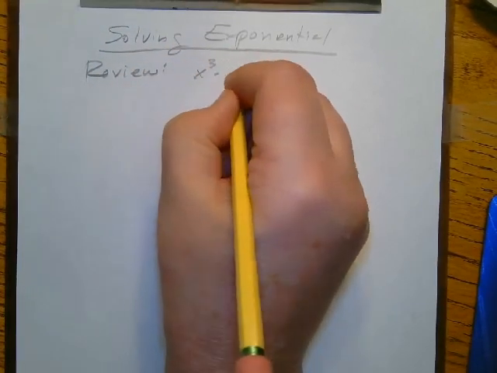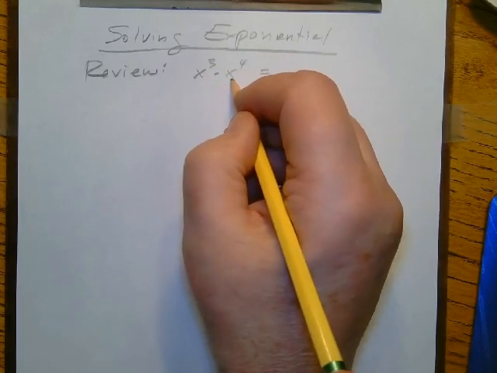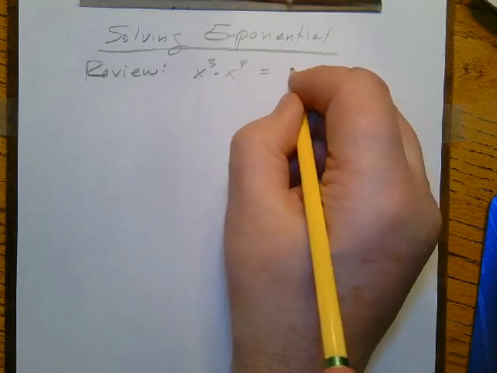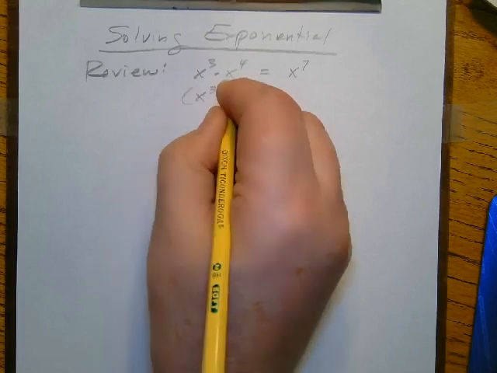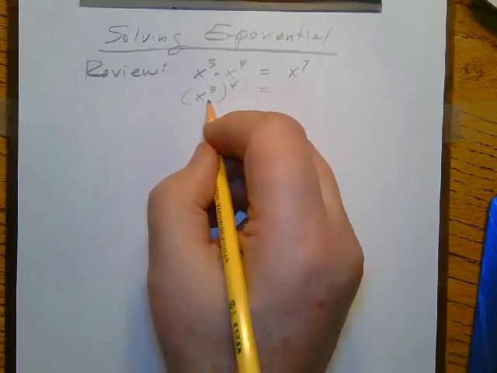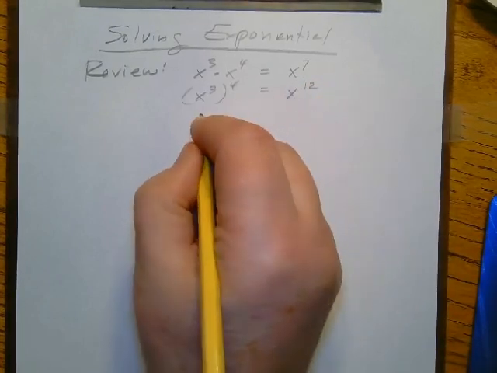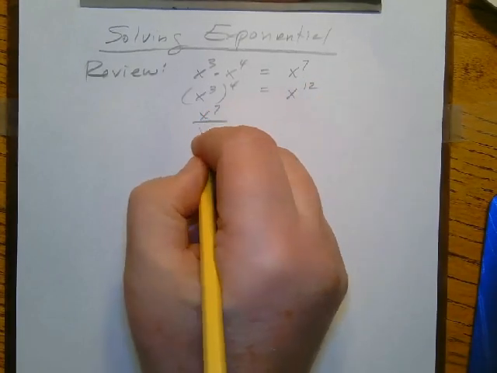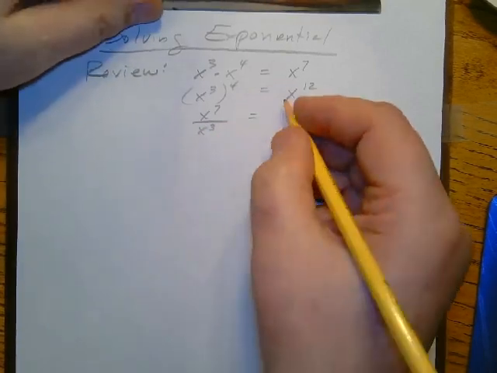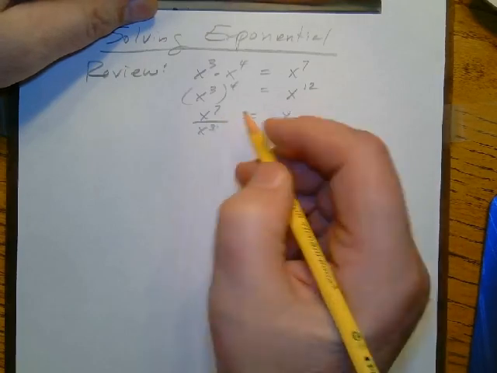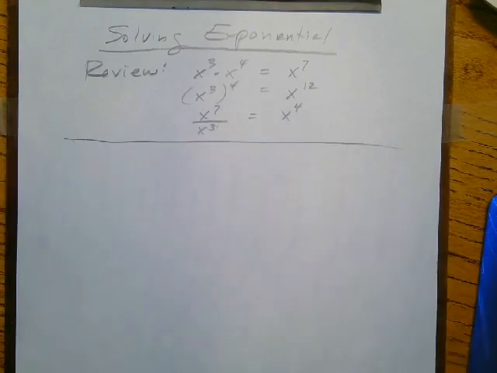X to the third times x to the fourth. Well, when the request is to multiply two things with the same base, you add the exponents. This would be x to the 7. X to the third raised to the fourth power. Well, when you're asked to raise something to a power, you multiply the exponents. So this is x to the 12. And x to the, say, 7 over x to the third, when you're requesting division with the same base, you subtract the exponents. 7 minus 3 is 4. Those are the rules we've been using all along. All right.